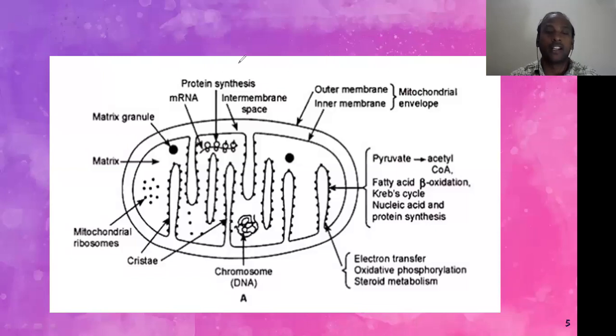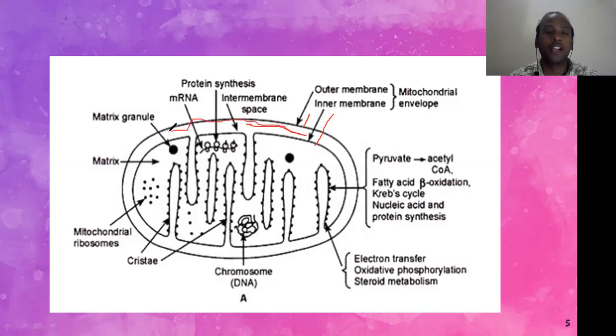So if you take the mitochondria, it is a double membranous organelle. Here, this part we call the outer membrane, and there is one more membrane present on the inside, which we call the inner membrane. So the outer membrane and inner membrane together make the mitochondria a double membranous structure. And if you see here, there is a space between these two membranes.